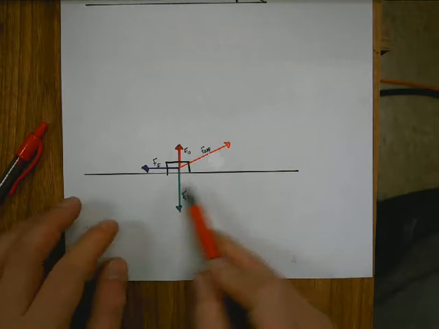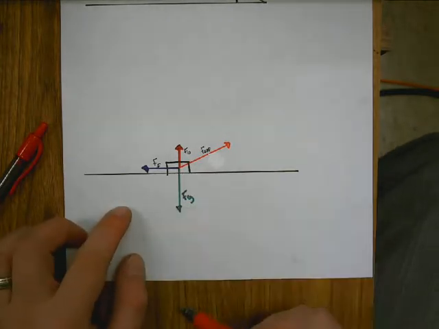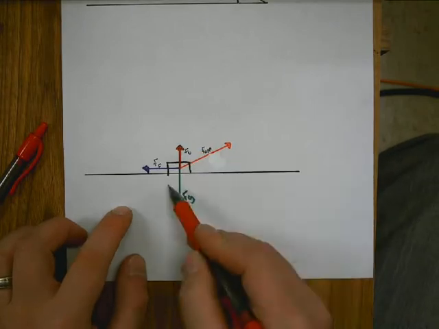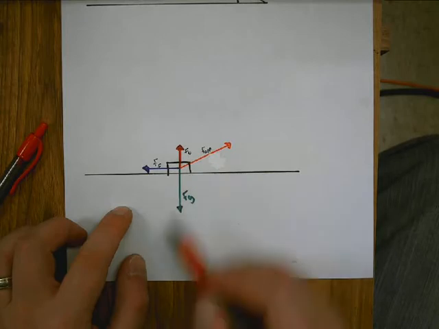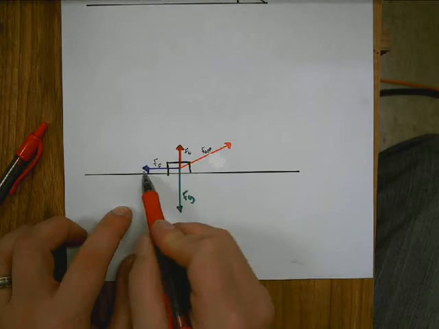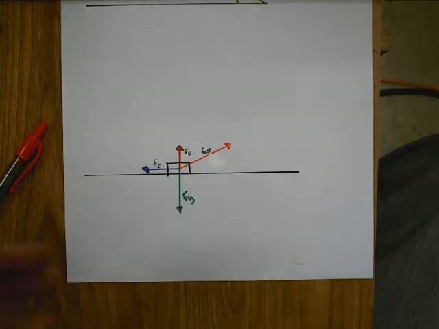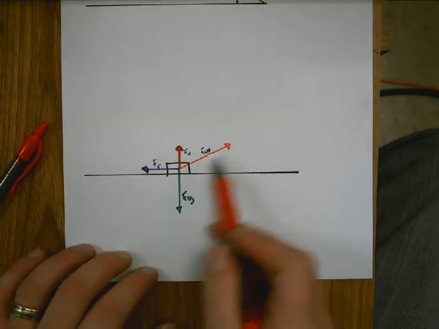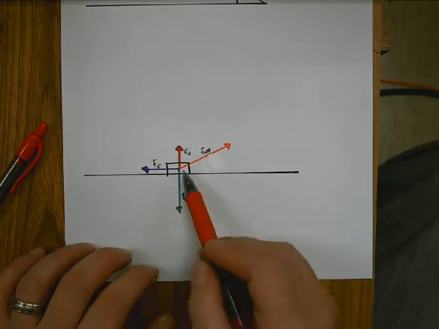So if I look at this, I have the weight. The weight's always going to be there, and it's always pointing straight down. I have the normal force, which is because I'm sitting on a surface, and it always points perpendicular to the surface. I have the force of friction, which points parallel to the surface and opposite the direction that the object tends to want to move. So the object is going to want to move this way if I pull on it in that direction. So my force of friction points to the left. My force applied points up and to the right.